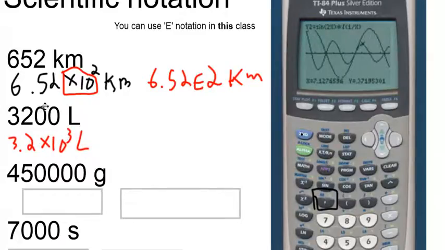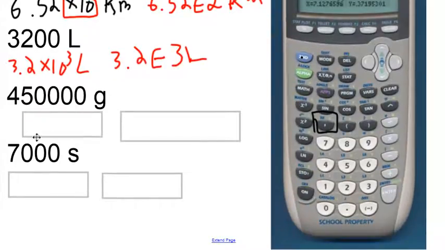Take note that these two zeros are not significant. If we want to write this out in E notation, the way I would write this would be 3.2 E3 liters. And that's it. So this original value has 2 significant digits, so do each of these. I want you to give these 2 practices a try, and we'll check those in class.